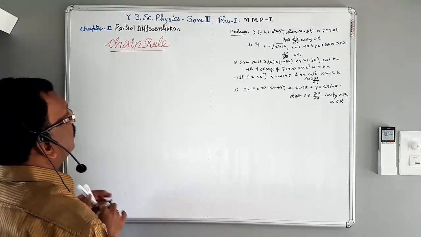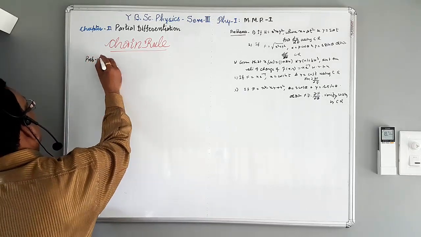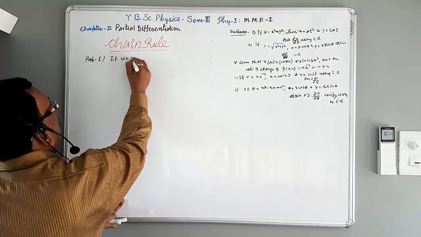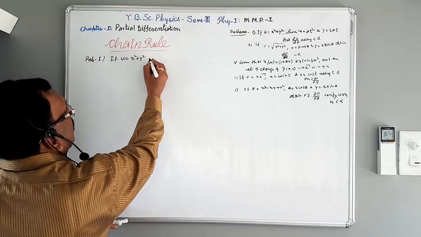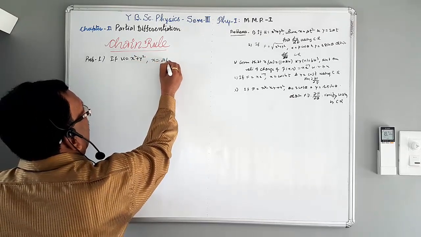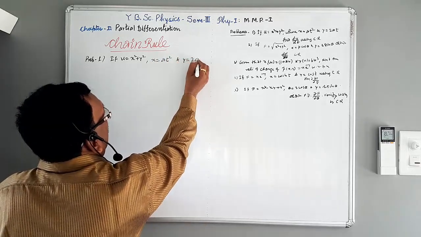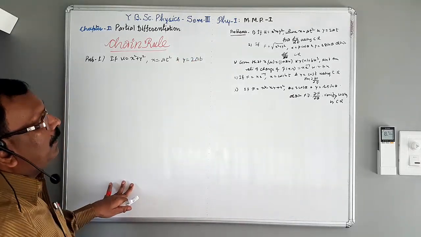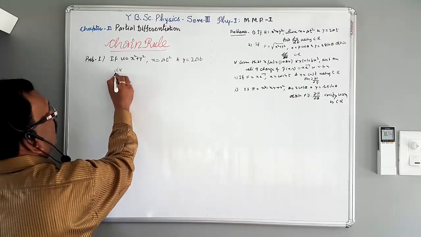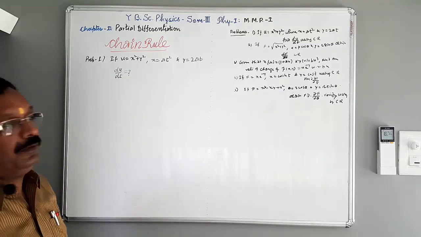The first problem is: if u is equal to x square plus y square, and x is equal to at square and y is equal to 2at, then find the differentiation of this u with respect to t by using chain rule.